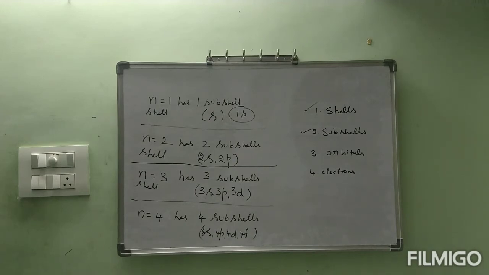N is equal to 1 has 1 subshell. N is equal to 2 has 2 subshells. N is equal to 3 has 3 subshells. N is equal to 4 has 4 subshells. And what are they? 1s, 2s, 2p, 3s, 3p, 3d, 4s, 4p, 4d, 4f.